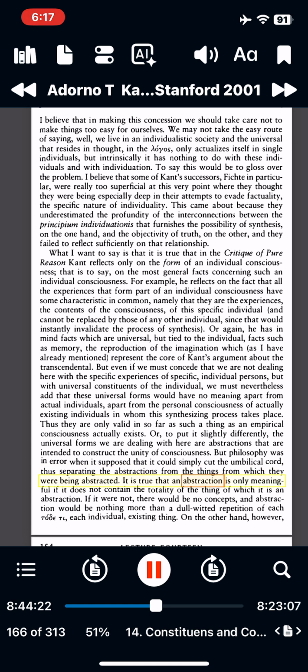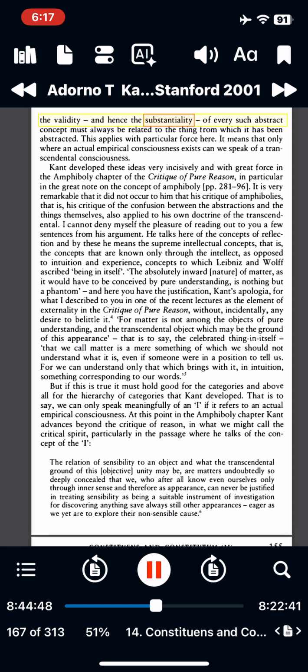It is true that an abstraction is only meaningful if it does not contain the totality of the thing of which it is an abstraction. If it were not, there would be no concepts, and abstraction would be nothing more than a dull-witted repetition of each individual, existing thing. On the other hand, however, the validity, and hence the substantiality, of every such abstract concept must always be related to the thing from which it has been abstracted. This applies with particular force here. It means that only where an actual empirical consciousness exists can we speak of a transcendental consciousness.